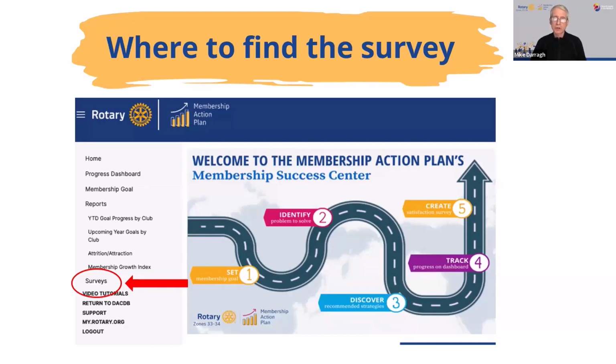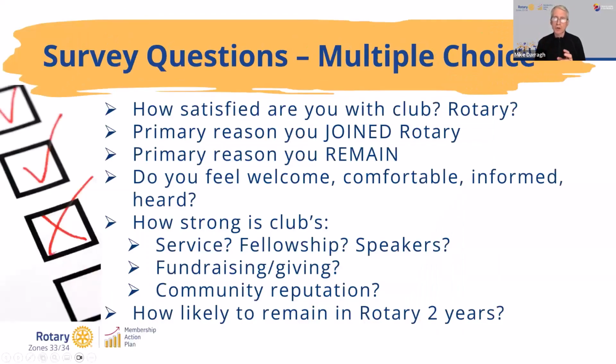This slide shows the landing page of the Success Center. The link to the survey is on the left of the page, under the list of reports. It will lead you through the process to set up a survey and get the results. The survey itself takes about 6 minutes, so most members won't find it very time-consuming. There are two parts. First, the multiple choice section asks questions about some of the core functions of your Rotary Club, as you see here.